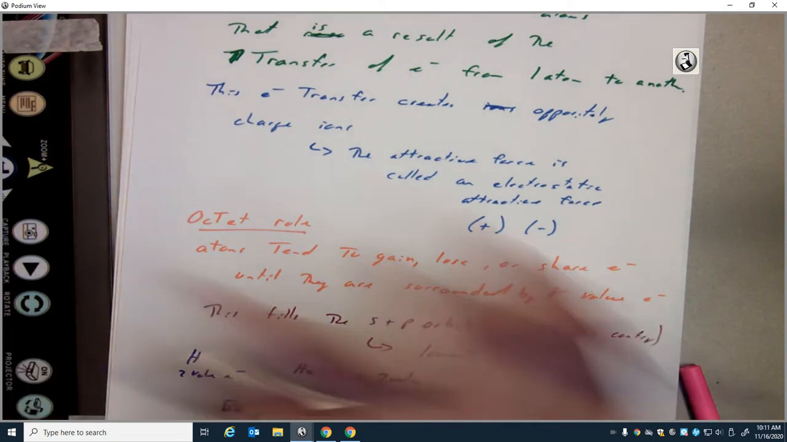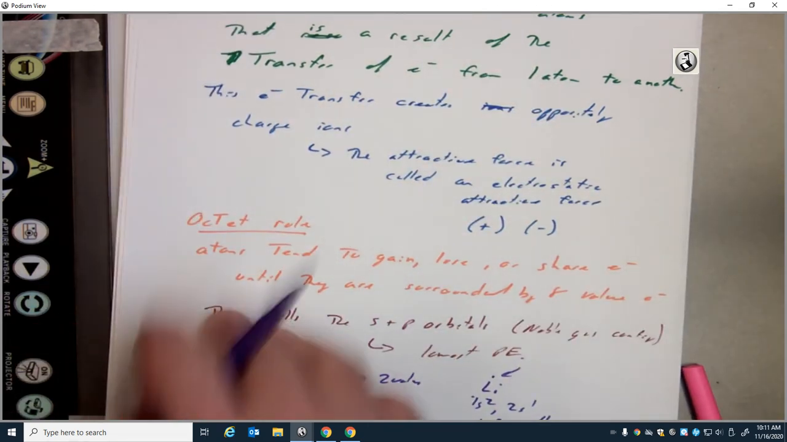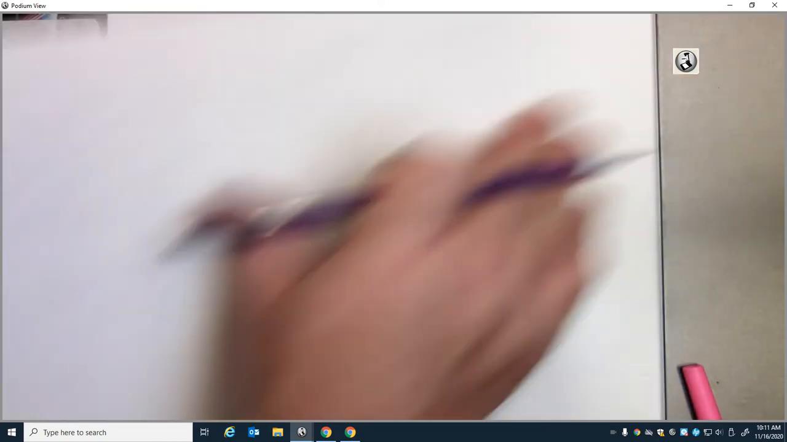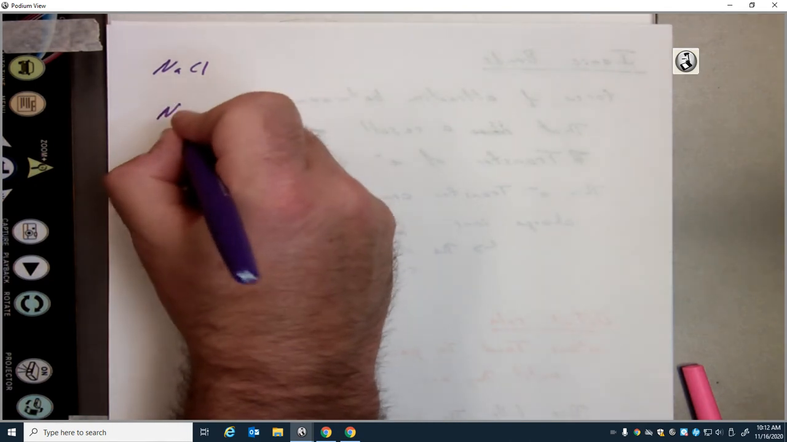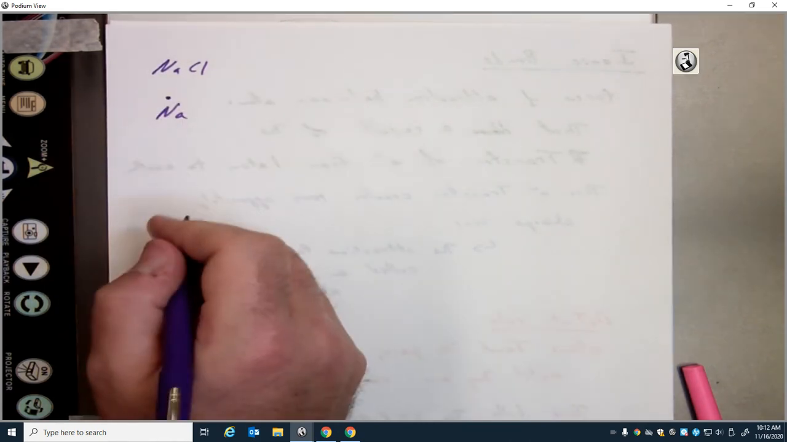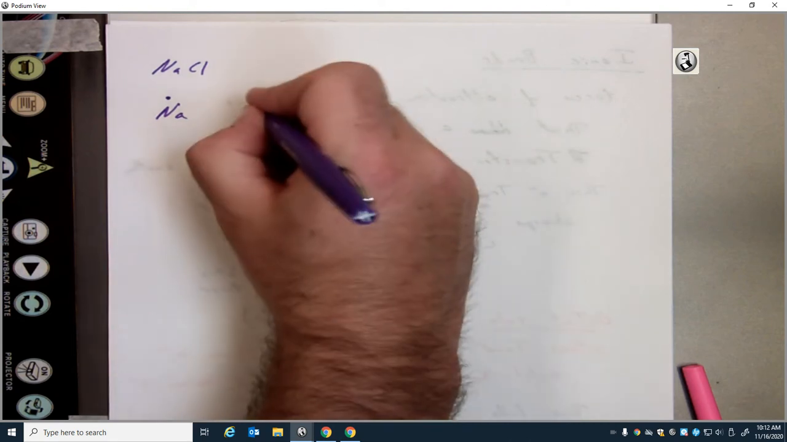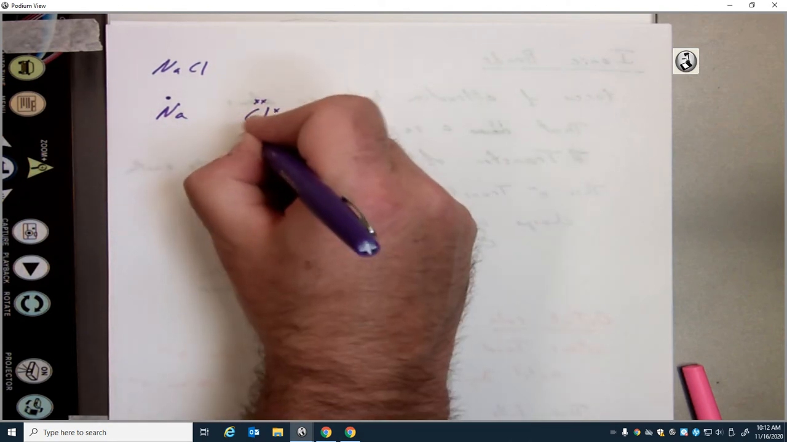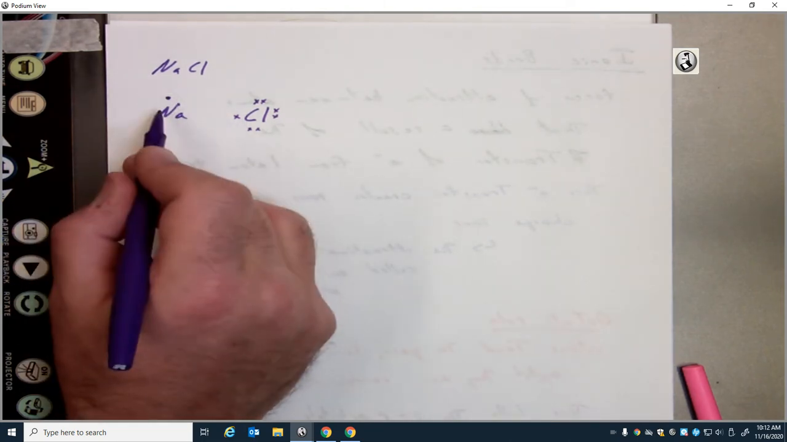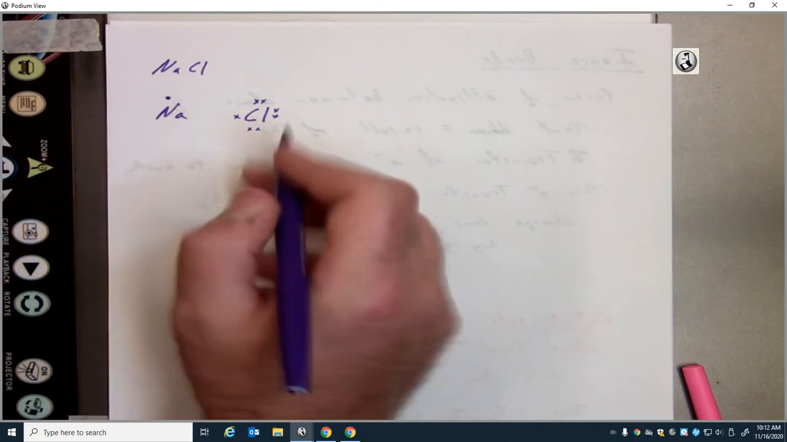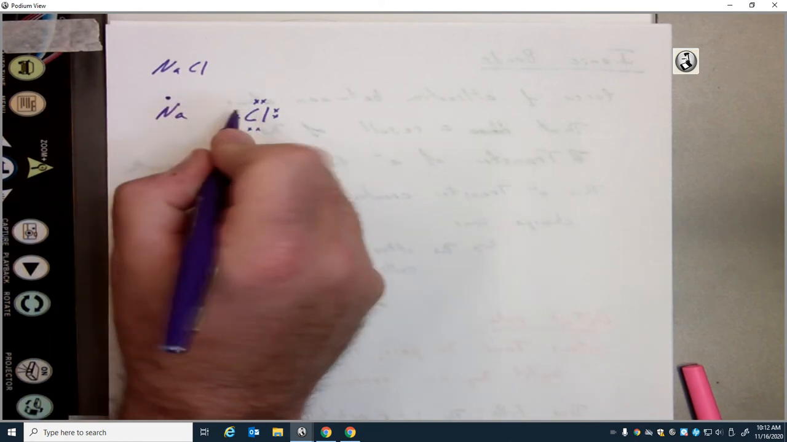Now, when these ionic bonds form, what we said is they have lower potential energy. All right, so let's look at NaCl. Na has 1 valence electron. Cl has 7. Now, these are going to interact, okay? Sodium wants to get rid of this 1 electron to get its electron configuration. Chlorine wants to gain 1. So this is going to be an ionic bond.